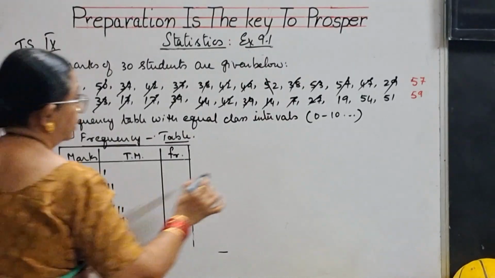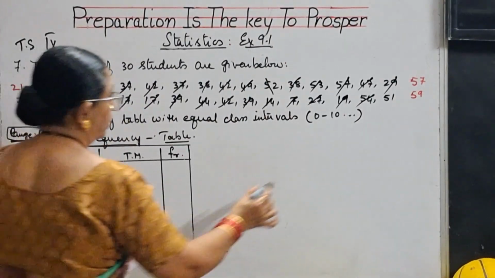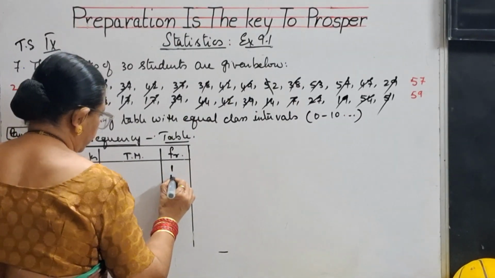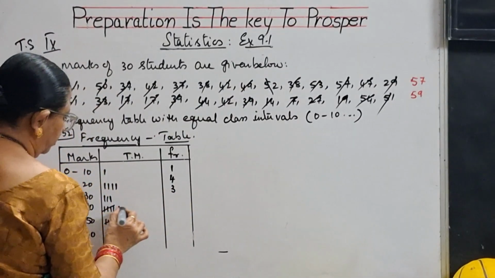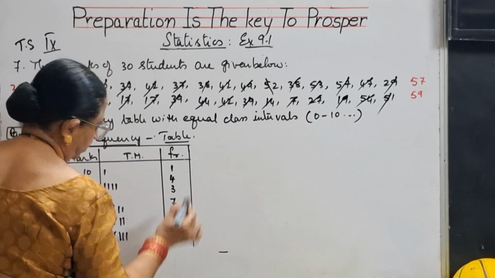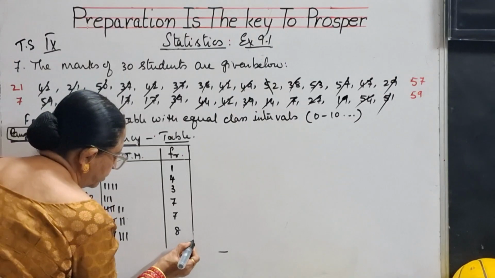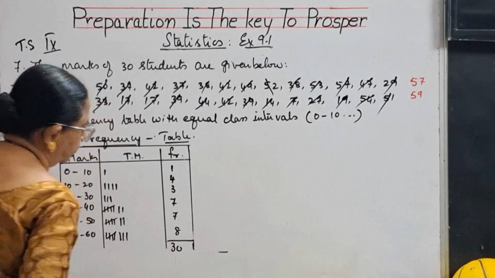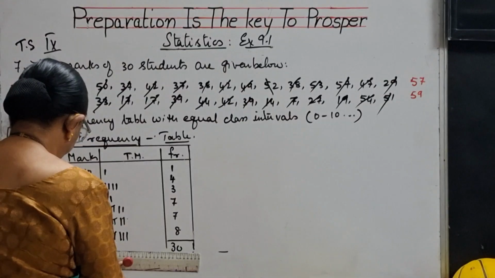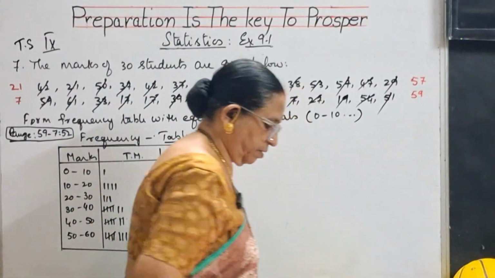27 here, 19 will come here, 54 here, 51 also here. So you have written tally marks. So frequency 1 here, 4 here, 3 here, 5, 7, 5, 3, 8. So 10, 10, 20, 21, 30. So totally, its total is 30. So what frequency distribution you have written is perfectly right. This is the frequency distribution table for the given sum, children. Please note it down. This is the 7th sum.